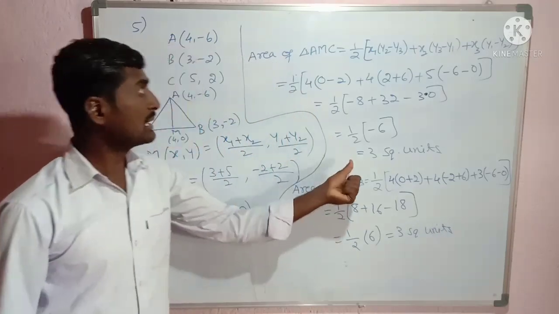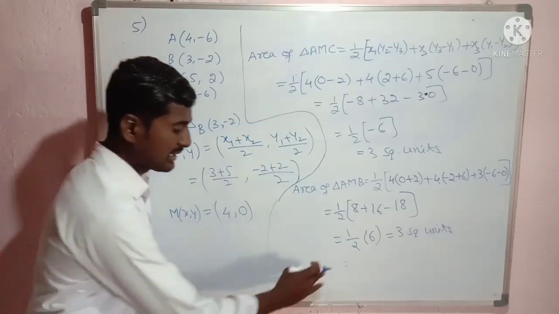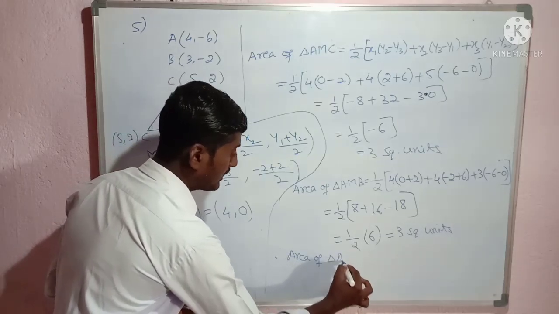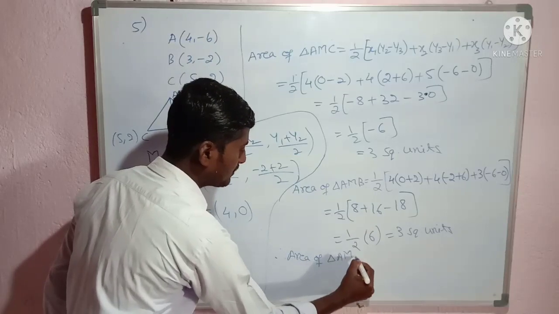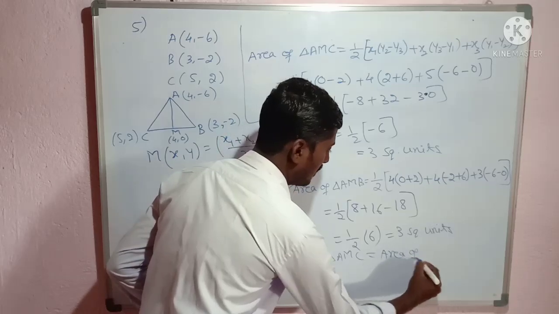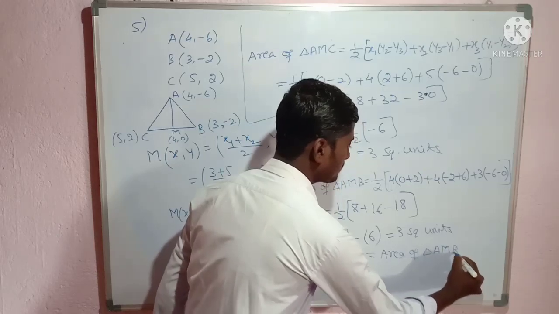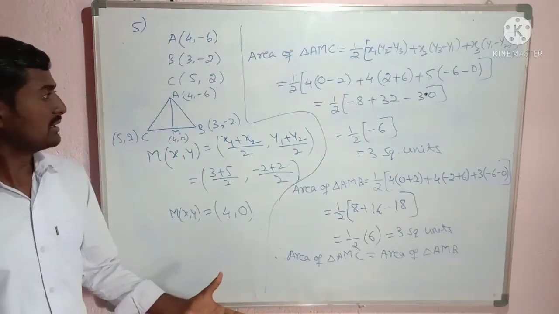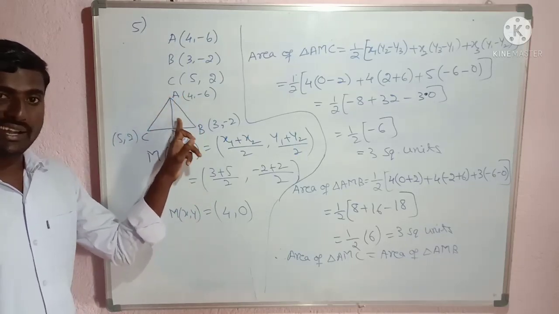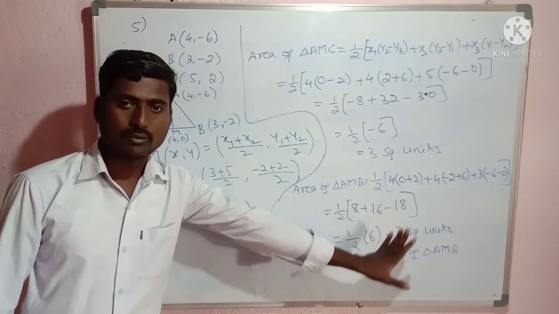We got the area of triangle AMC is equal to the area of triangle AMB. Now let us write the conclusion here. Therefore, area of triangle AMC is equal to area of triangle AMB. So we proved that the median drawn in the triangle ABC divides it into two triangles of equal areas.